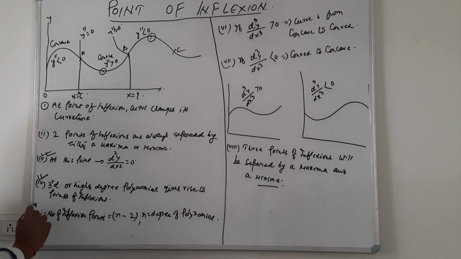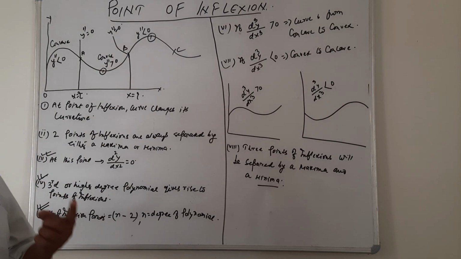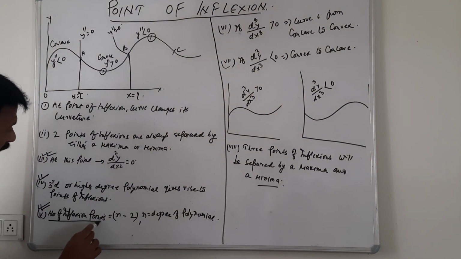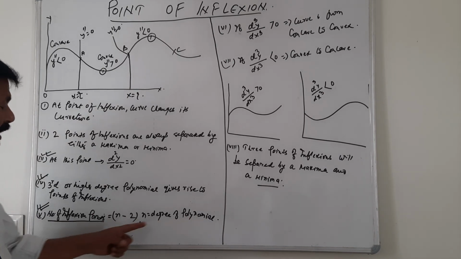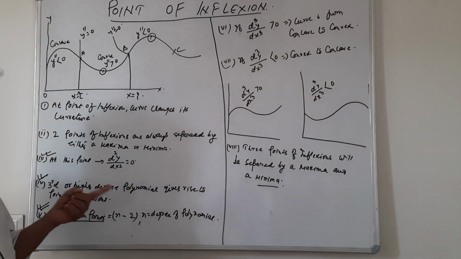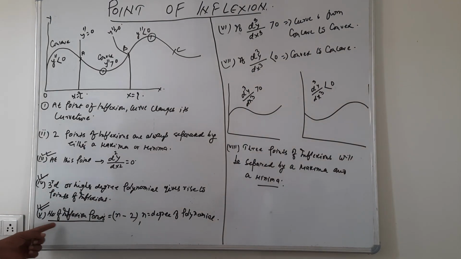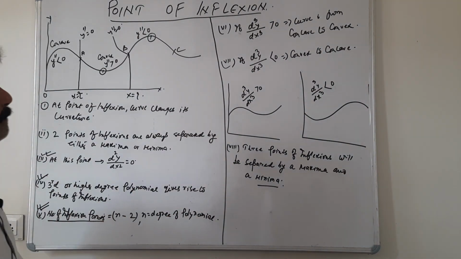Now for any function, before calculating the point of inflection, we can know how many points of inflection it will give rise to. So the number of inflection points is n minus 2, where n is the degree of the polynomial. So if we are working with a 5th degree polynomial, then we shall have 5 minus 2, that is 3 points of inflection. So the number of inflection points is n minus 2, n being the degree of the polynomial.